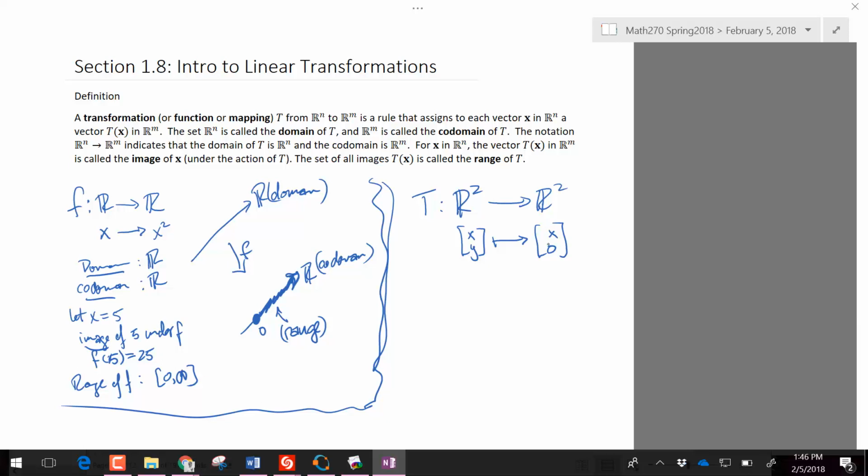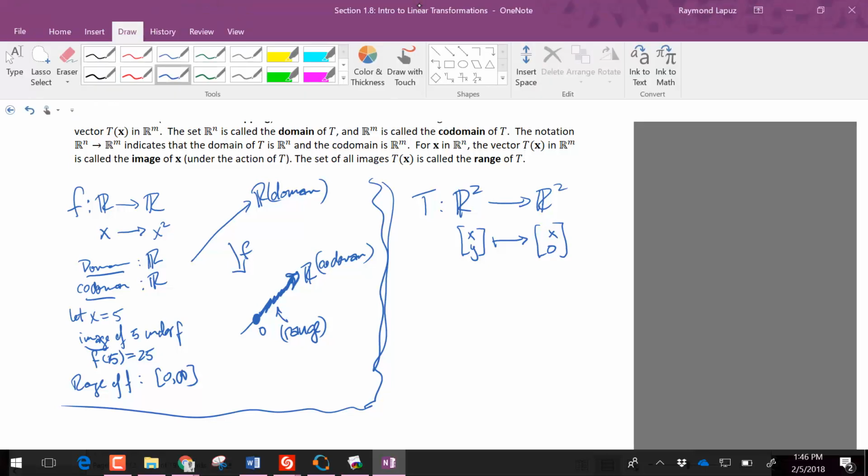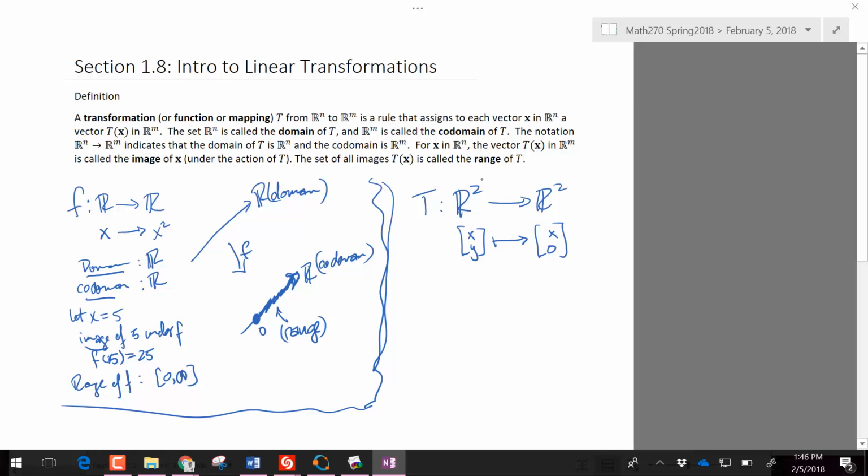Okay, so it's clear what the domain and codomain are, because the domain and codomain are given in this statement from one thing to another.